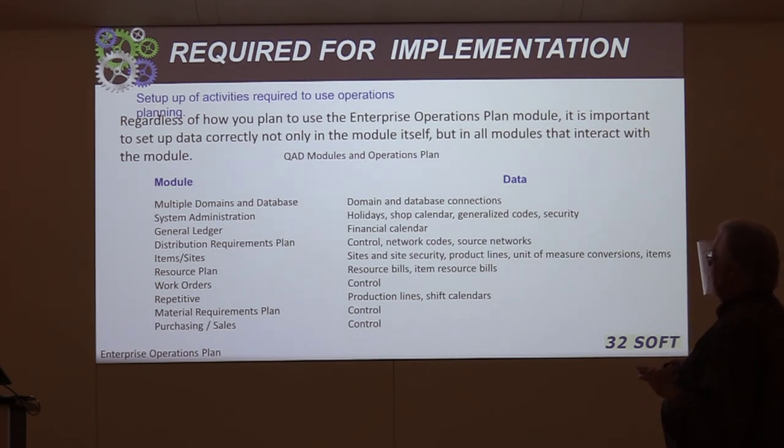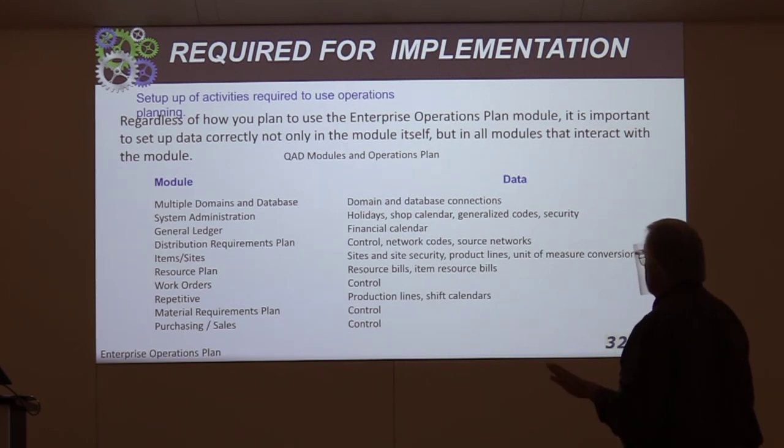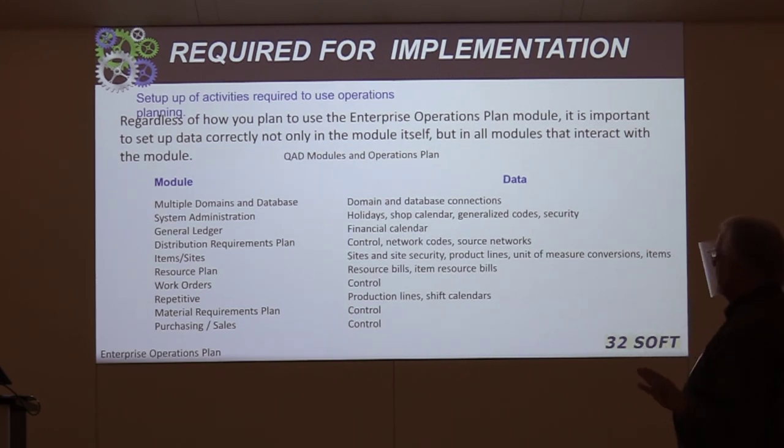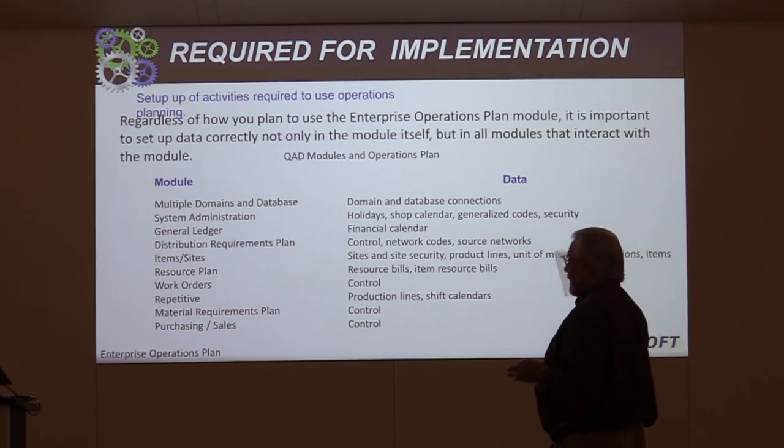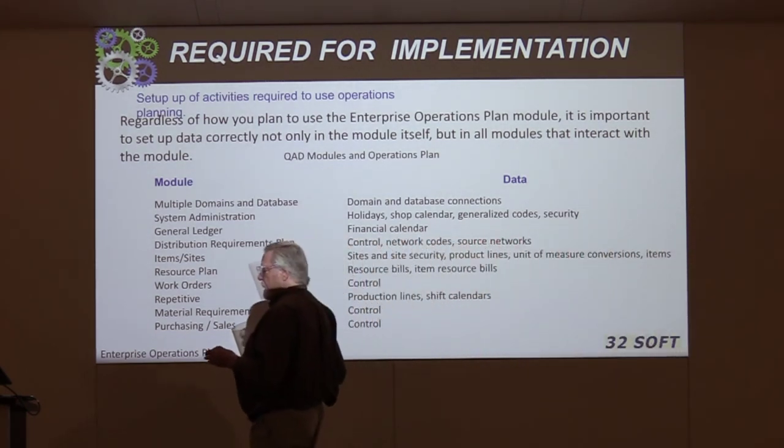So you've got modules that interface with general ledger, DRP, items, resource plans, work orders, repetitive. You've got the new production orders if you're dealing with 2020, and then the data associated with each one of those. So I've talked about it before. ERP is a database that needs to be totally 100% accurate. It doesn't intend you to have blank data or inaccurate data. You have to have all of the data in order for this process to work.